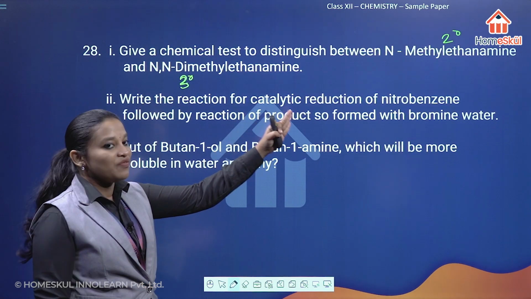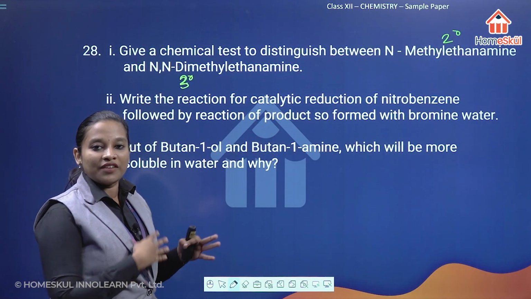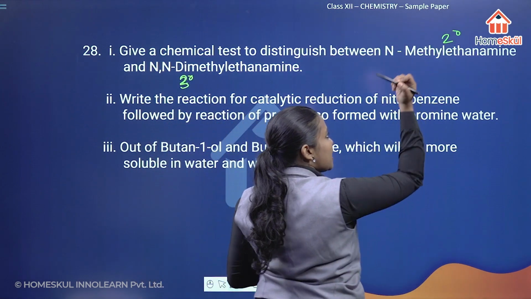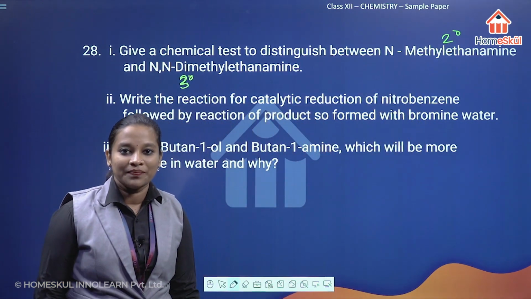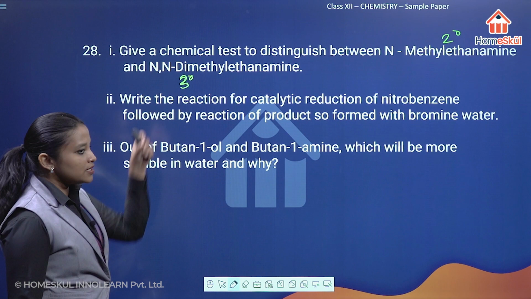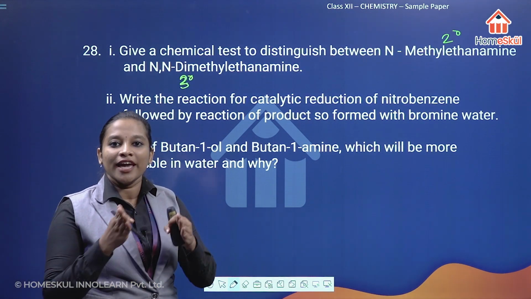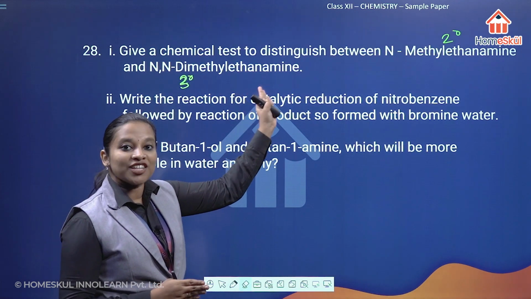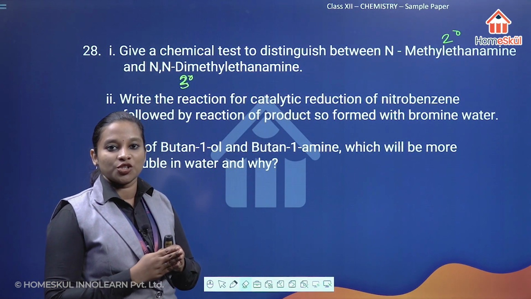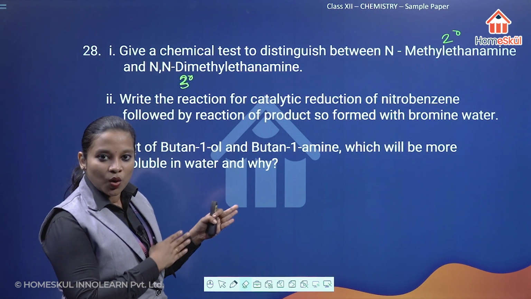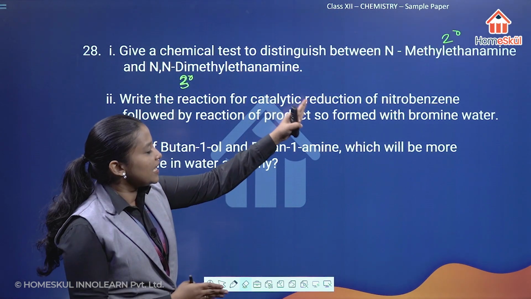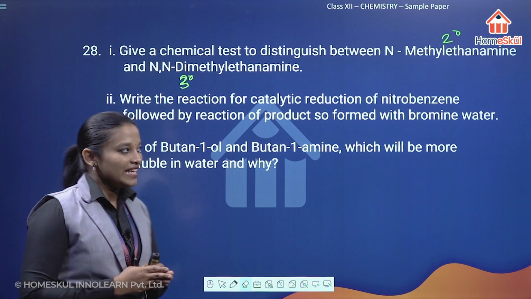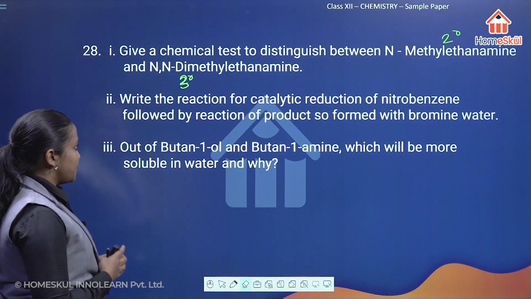The secondary will react with it and that will result in a product. So in this case, we'll get N-ethyl N-methyl sulfonamide. But in the case of the tertiary amine, it does not react with Hinsberg reagent. It does not give any test or reaction with the Hinsberg reagent. So from that, we can distinguish between the secondary and the tertiary amines.